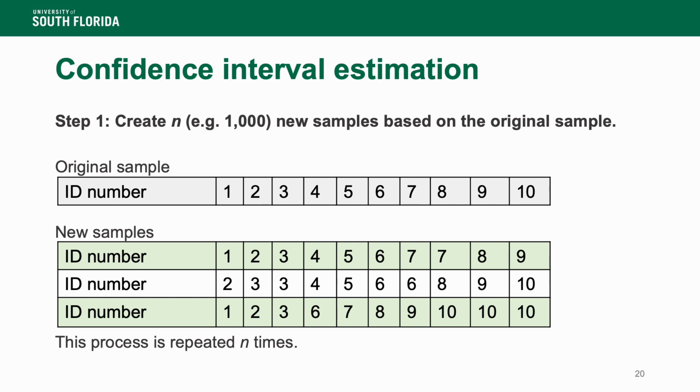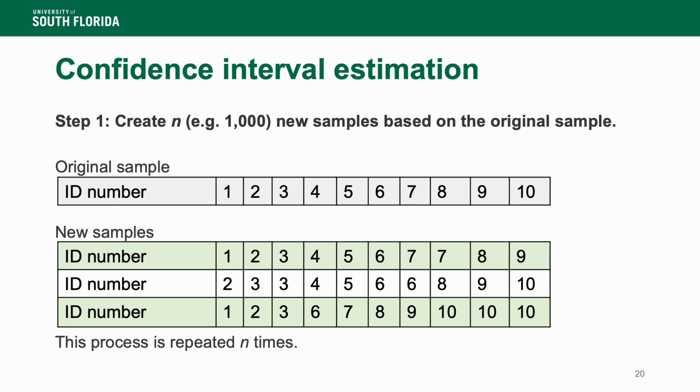So for example, in the first new sample here, individual 1, 2, 3, 4, 5, and 6 all made it in. Individual 7 is represented twice. We have individual 8 and individual 9, but individual 10 did not make it into this sample. If we look at the second new sample, we see that individual 1 didn't make it into the sample. Individual 2 is there, individual 3 is represented twice. We have individual 4, 5, individual 6 is represented twice, and then we have individuals 8, 9, and 10. So also individual 7 is not represented in this second sample.